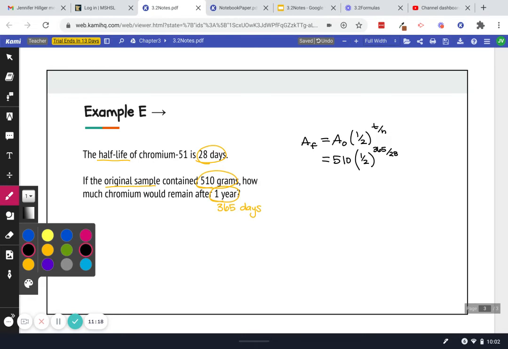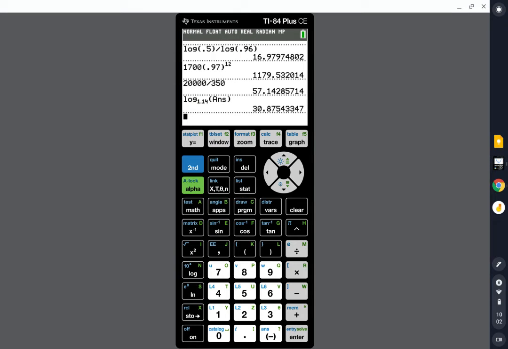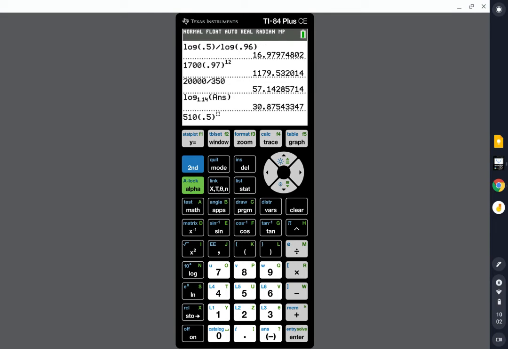This is a great opportunity to use your calculator because, let's face it, we are not about to do this in our brain. So here we go. 510, 0.5 because it's a half-life problem. And then, again, we're trying to avoid rounding, so let our calculator do as much as possible here. There's times and places where we can do that. In this one, everything fits nicely. We're not doing stuff to each side of the equation. We're just doing it.